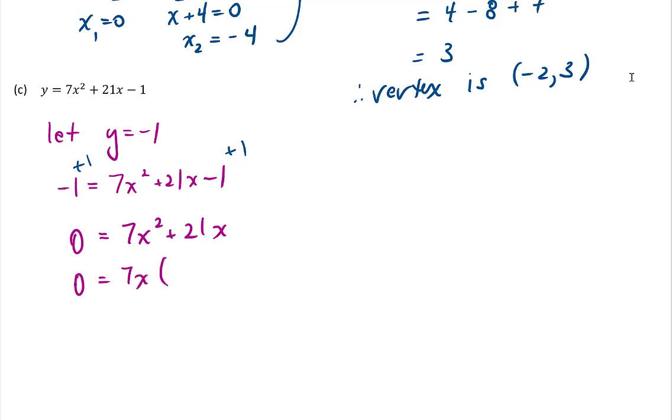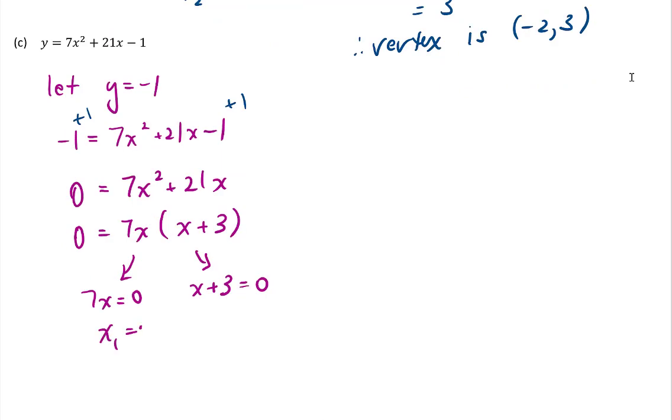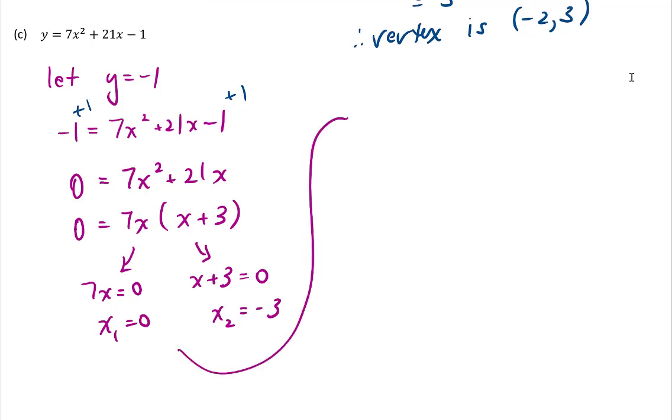We common factor, and the common factor here is 7x. We solve for each of the factors, so we get x1 equals 0, and notice our x1 is always going to be a 0, and our second 0 will be the corresponding point with the same y value. Next we need the axis of symmetry, which is x equals the first 0, or root, plus the second root, divided by 2, which in this case gives us negative 3 over 2.